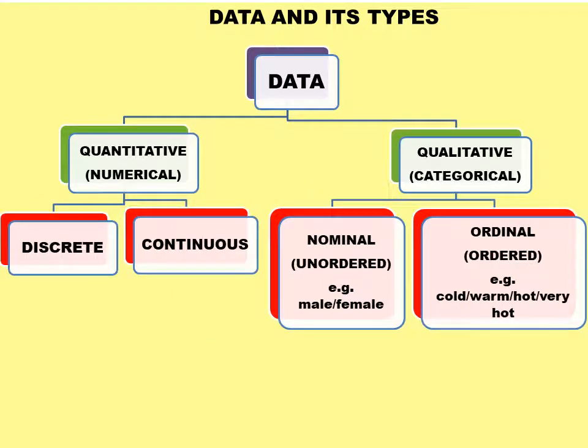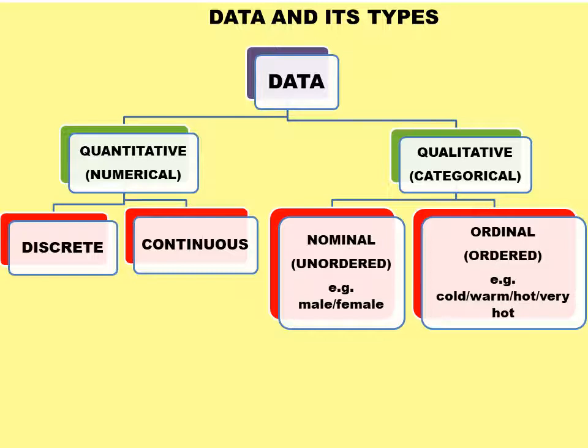And they are subdivided in two parts. Quantitative data can be discrete or continuous. Discrete means you have separate values, which cannot be further broken down in intervals or units, right? And continuous means values which can be further divided or broken down in units or intervals, right?